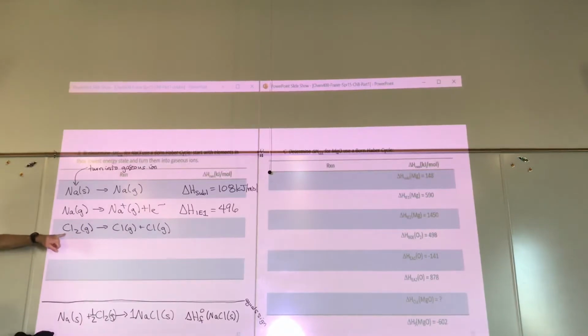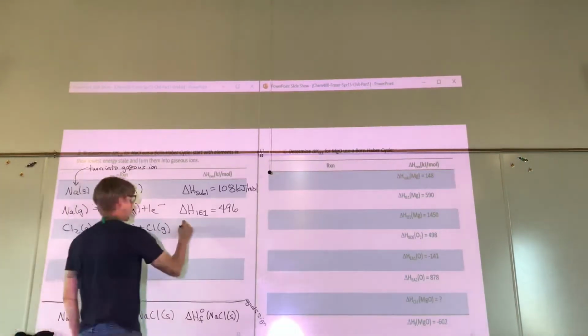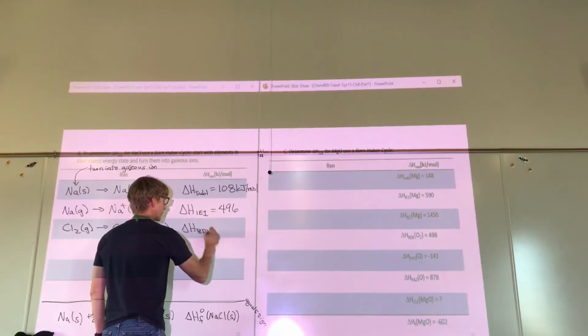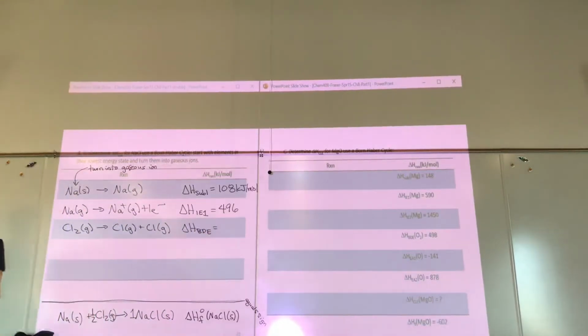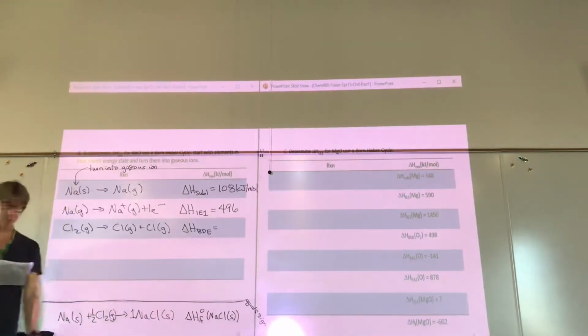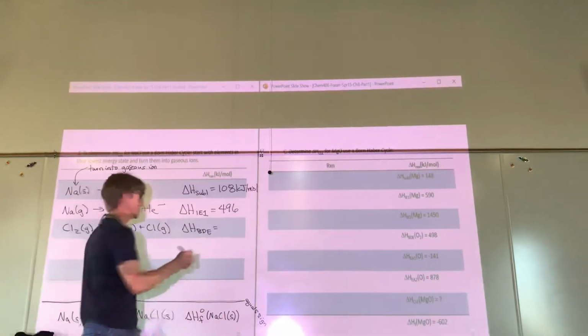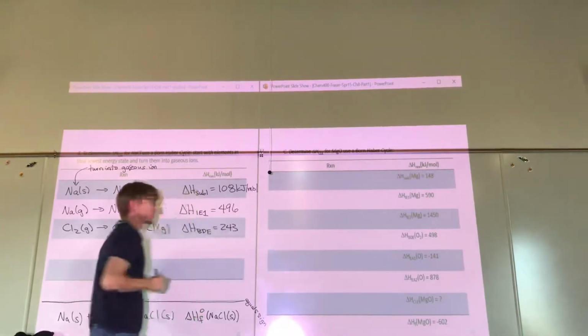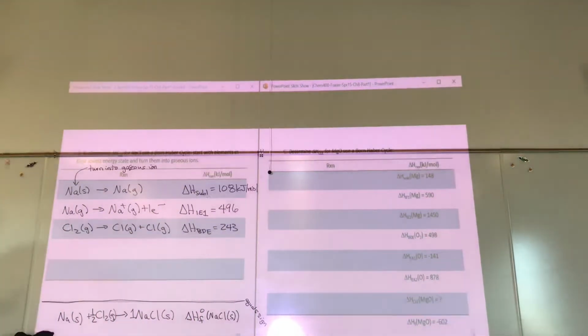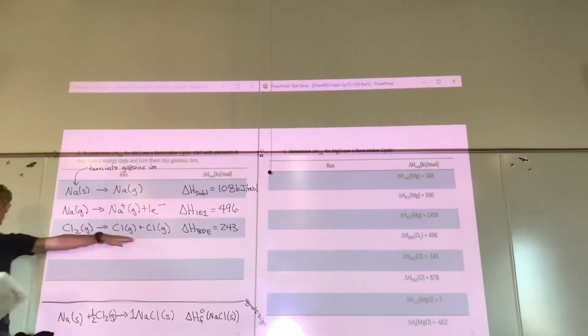This process we introduced last lecture. We called it the bond dissociation energy. And as you work through homework 9, you're seeing the bond dissociation energies are on one of the tables on your conversion and equation sheet. You always have the bond dissociation energies. And for this particular bond, it is 243 kilojoules per mole. That means to break 1 mole of chlorine gas into these atoms takes 243 kilojoules.